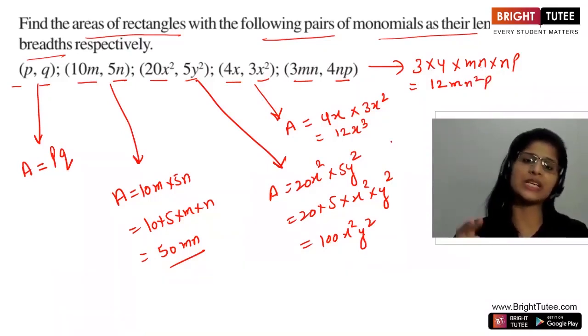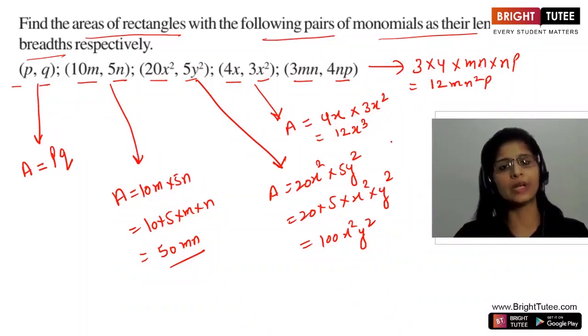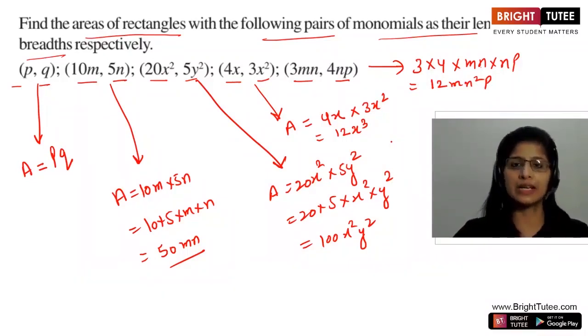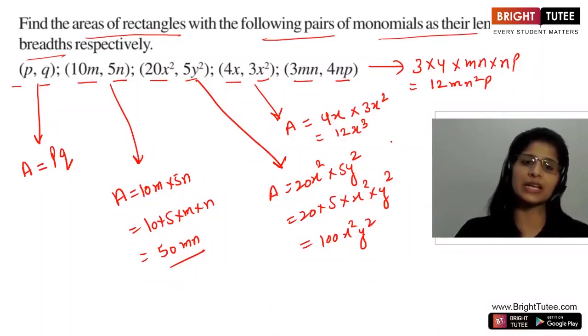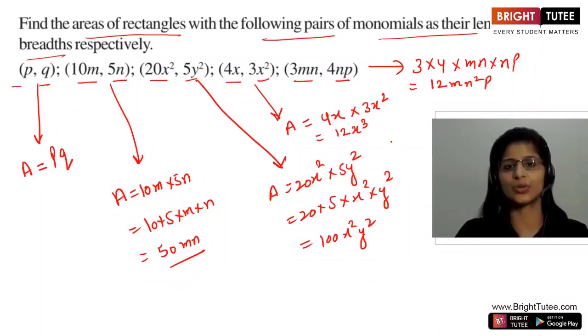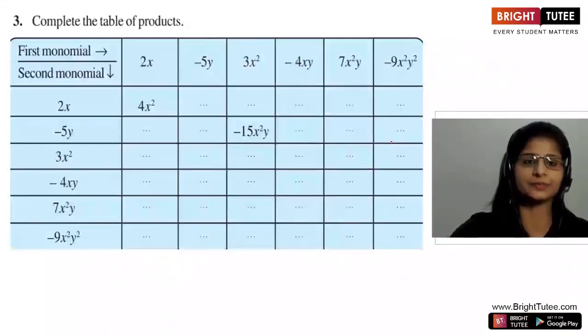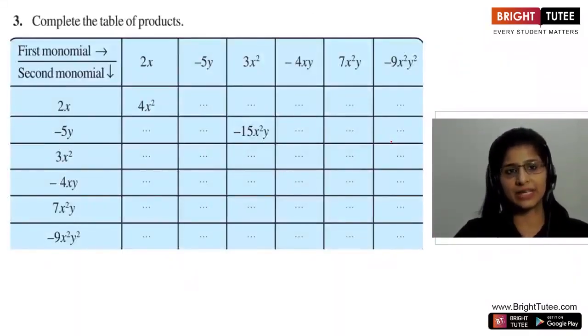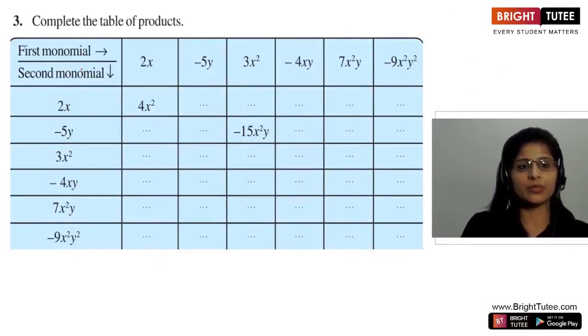What we have to do, we just have to multiply both the monomials to get the area, because both the monomials represent length and breadth. For area, we multiply that. So this is how you are going to calculate. You need to take care that if the same variable is there, you have to add up the powers. Right? Let's move ahead. Here is a table given, and this is the first monomial.